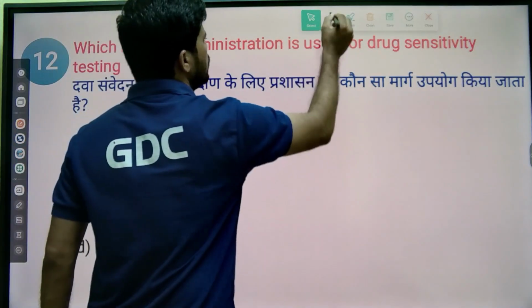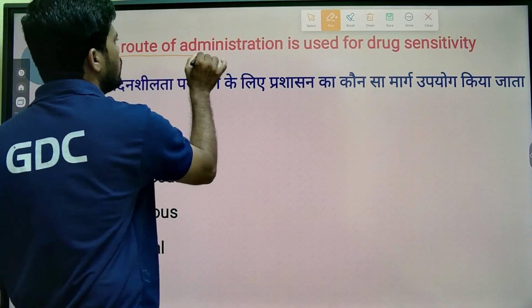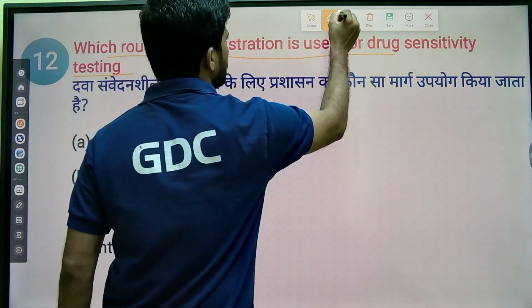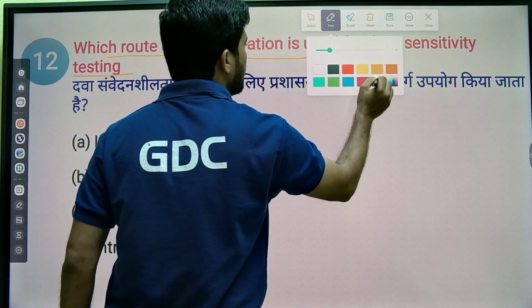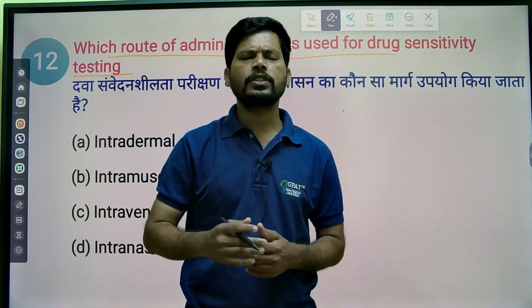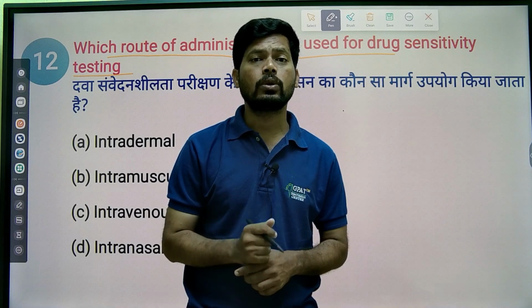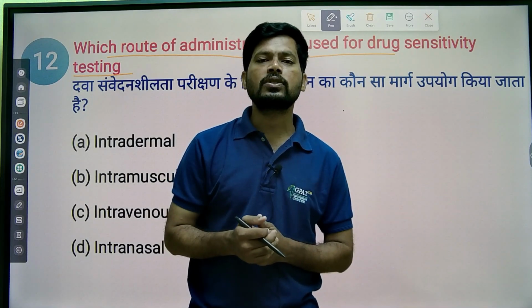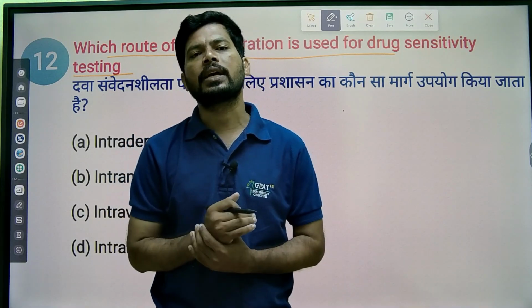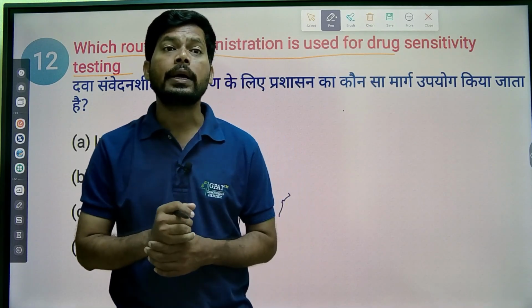Next MCQ. Which route of administration is used for drug sensitivity testing? Drug sensitivity testing is to understand how sensitive the skin is. For example, if a person is taking antibiotics for the first time, then definitely he should go for a skin sensitivity test. So how is his body reacting to the antibiotic? Is there any chance of allergic reaction? For that purpose, we will go with very small doses by the intradermal route.